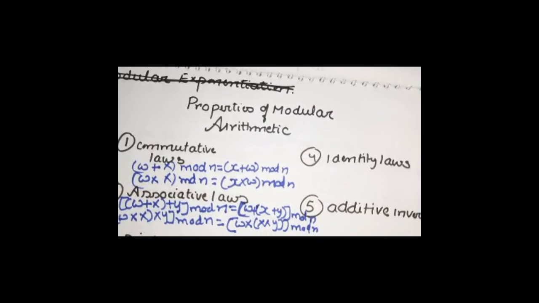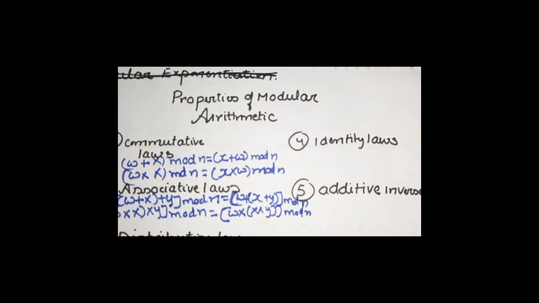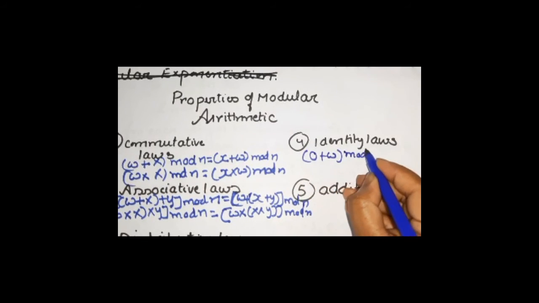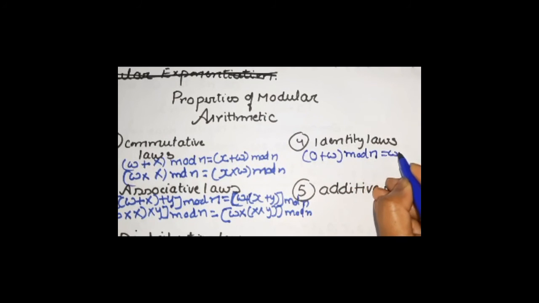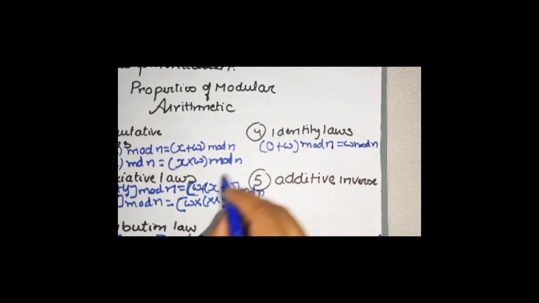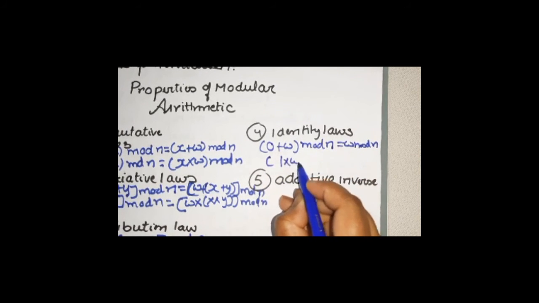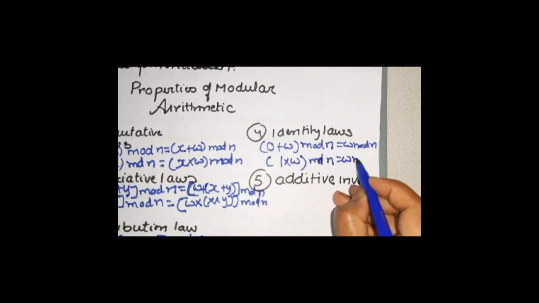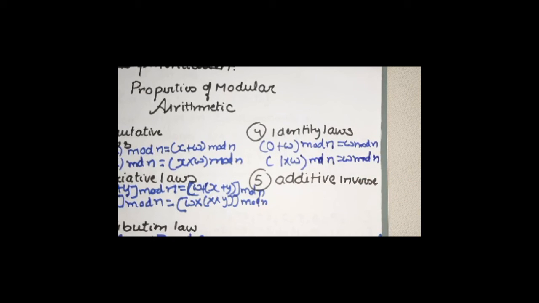What is an identity law? Identity law is that when you add 0 to W and perform mod n, it is equal to W mod n. Or when you perform 1 times W mod n, it is going to be equal to W mod n. For addition, the identity element is 0, all of us know. And for multiplication, the identity element is 1. That is all. That is very clear.